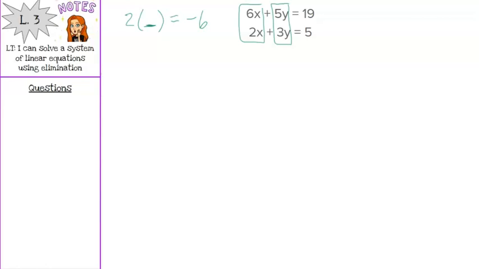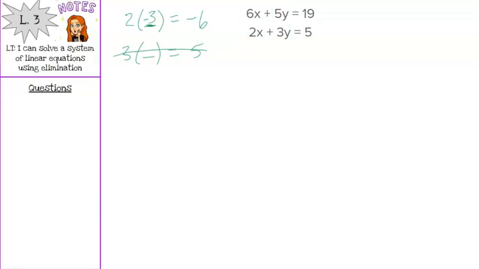Well, I know 2 times 3 is 6, and then a positive times a negative gives me a negative. So I can multiply 2 by negative 3 to get me negative 6. Now, if I do that same process for the y variables, if I say 3 times what number gives me 5, there's no whole number that would answer that question. So we're going to stick with that first option of multiplying 2 by negative 3.